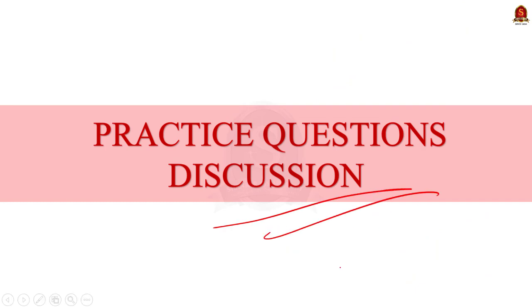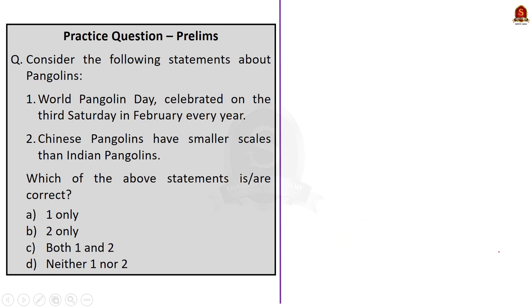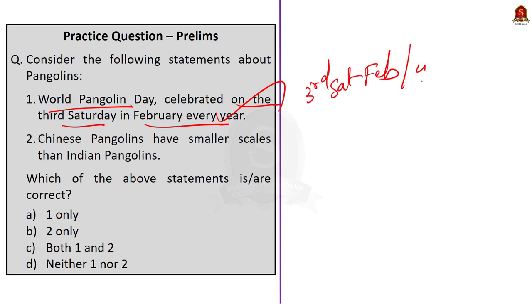Today we have three prelims questions, and as usual, one of them is a quiz question for you. Let us solve the first question. Consider the following statements about pangolins. Statement 1. World Pangolin Day is celebrated on the third Saturday in February every year. See, this statement is correct because World Pangolin Day is celebrated on third Saturday in February every year, and it is an international attempt to raise awareness about pangolins and bring together stakeholders to help protect these species from extinction.